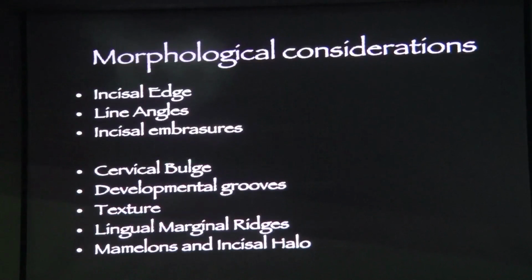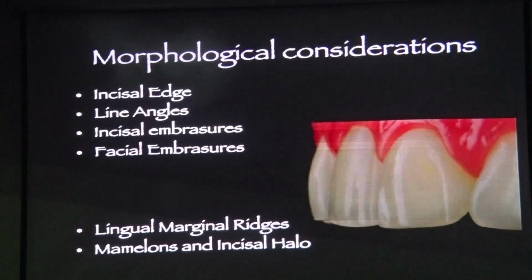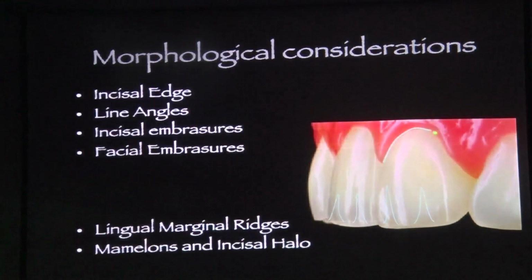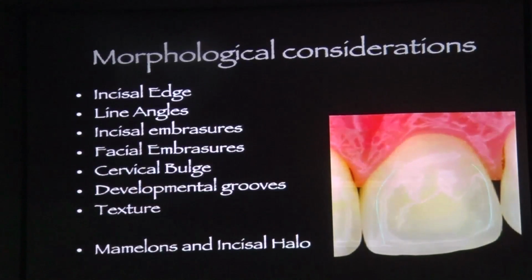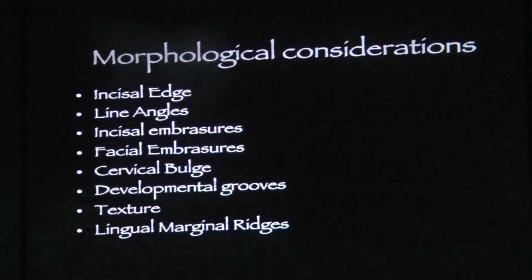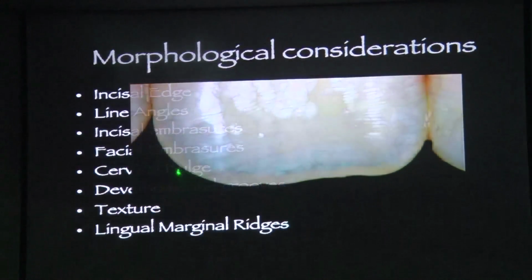Then comes your incisal abrasion, your cervical bulge. Every restoration should have a cervical bulge. And only when you have a cervical bulge, you have the line angles. Developmental grooves, textures, marginal ridge, mamelons, and incisal cable.